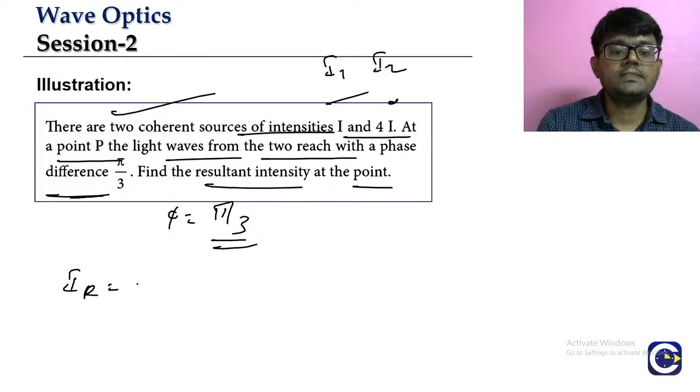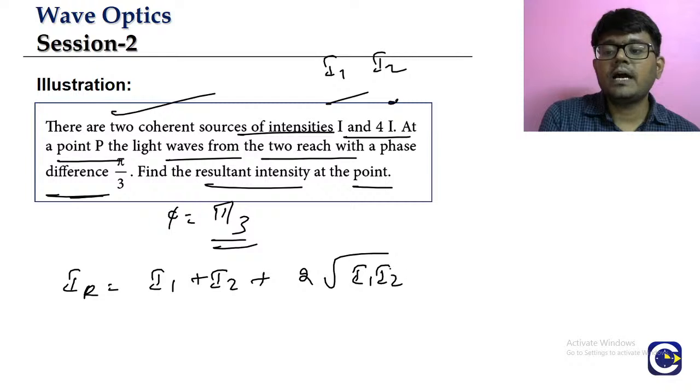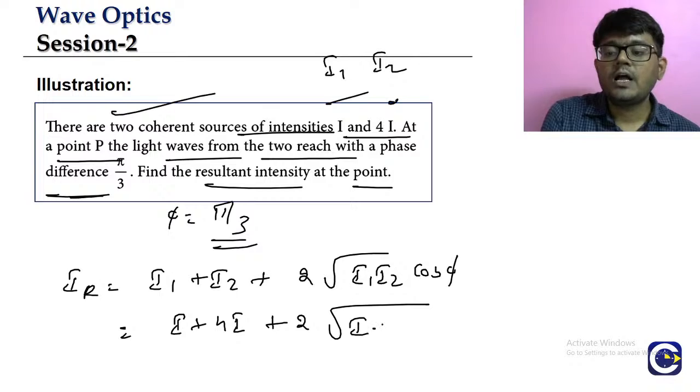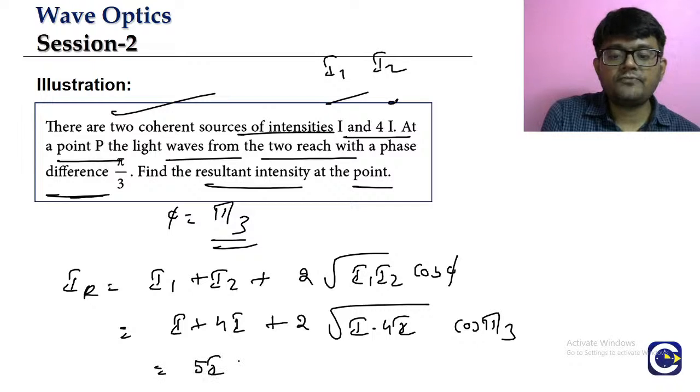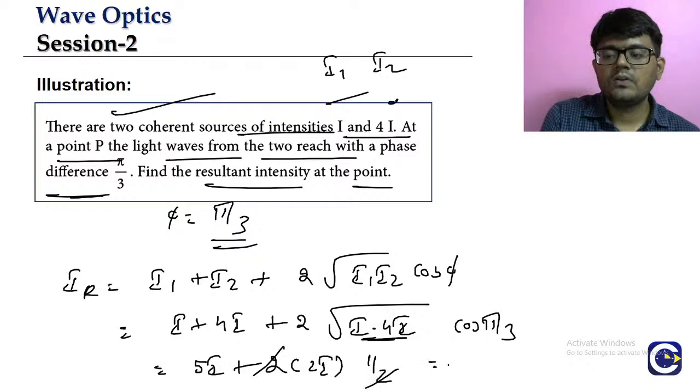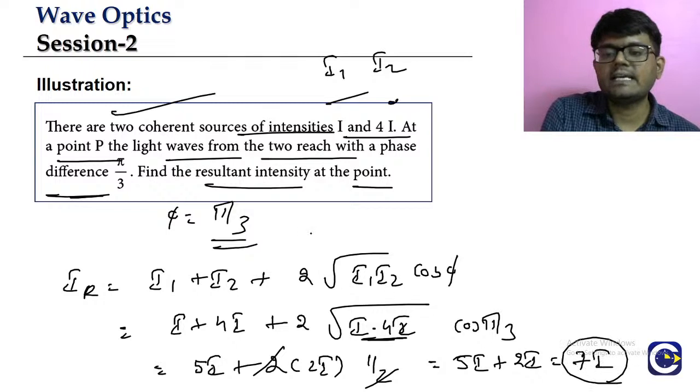What is the formula? IR is equal to what? I1 plus I2 plus 2 root I1 I2 into cos phi. That's it, right? So what is it? I1 is what? I. I2 is what? 4I. 2 into root of I into 4I cos pi by 3. This is what? 5I plus 2 into, inside we have root 4I square, that is another 2I. Cos pi by 3 means cos 60. What is cos 60? Half. So 5I plus 2I, that is going to be what? 7I.